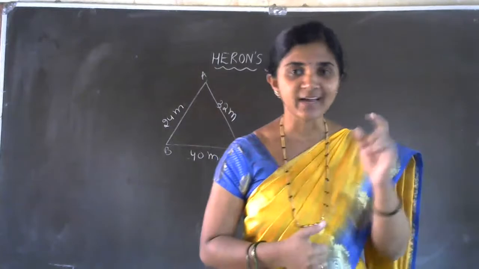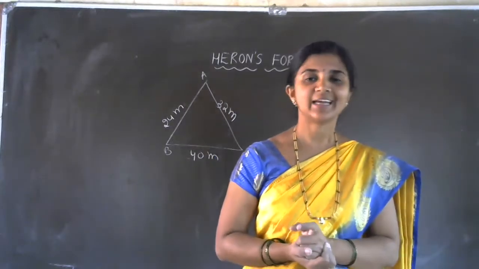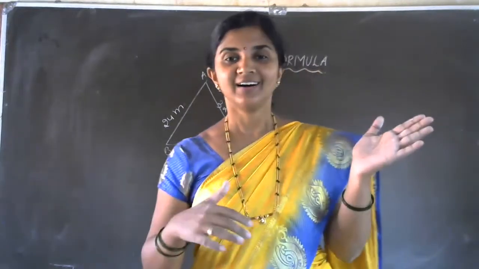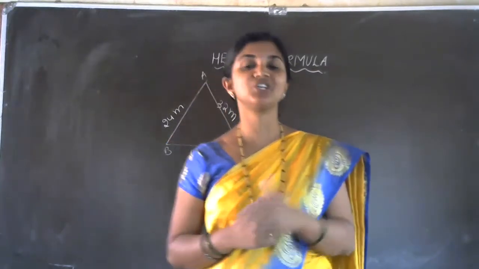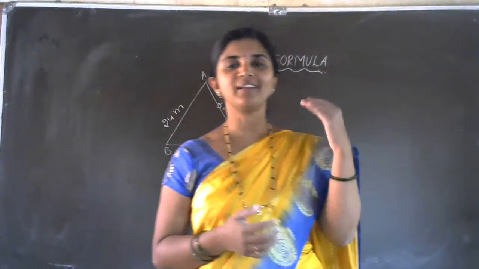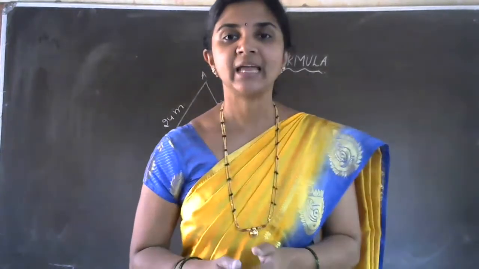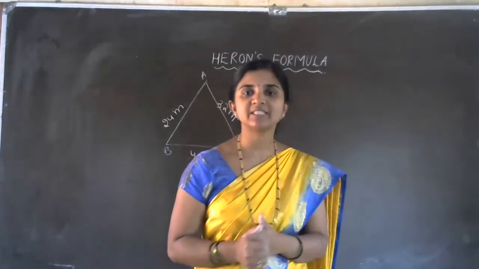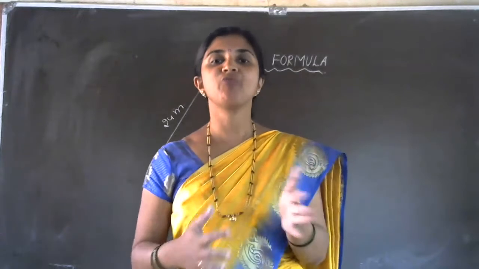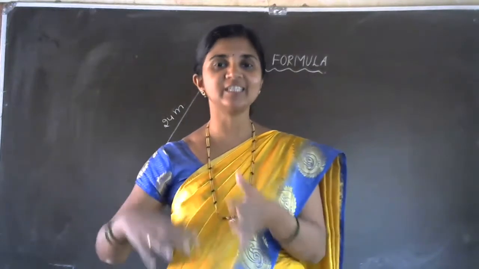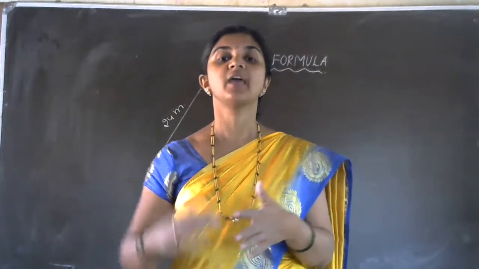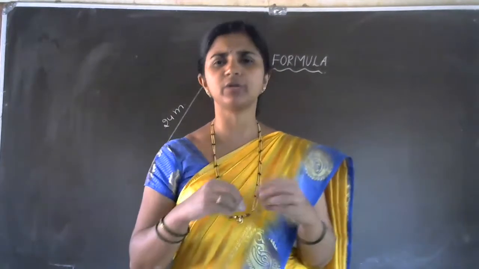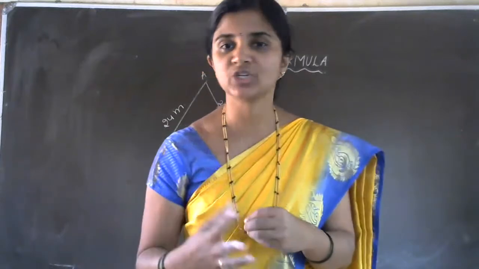For that there is one solution. This contribution was given by a great mathematician, Heron, born in Alexandria in Egypt, a famous mathematician. He gave one formula: when the three sides are given, how to find out the area of the triangle. He worked on mensuration actually.